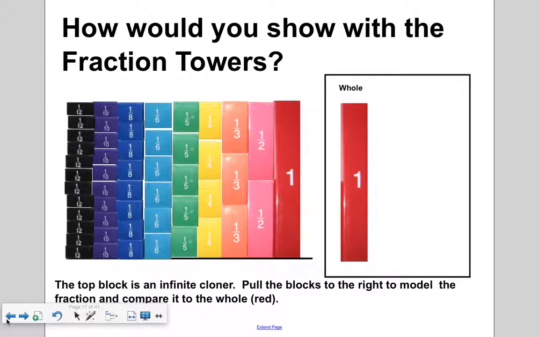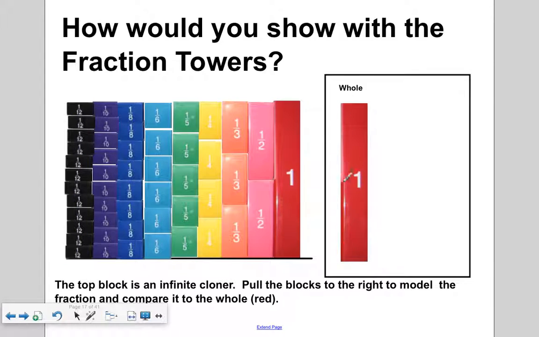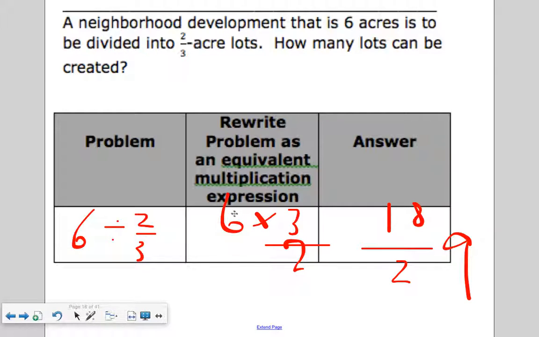So you could look at this picture if you want to. In this picture, we can imagine you have 6 whole, and you had to find how many thirds go into 6 whole. There'll be 18 of them. That's why we did the reciprocal. 6 times 3 is 18. Then you need to group them into groups of 2. That's why I divided by 2.